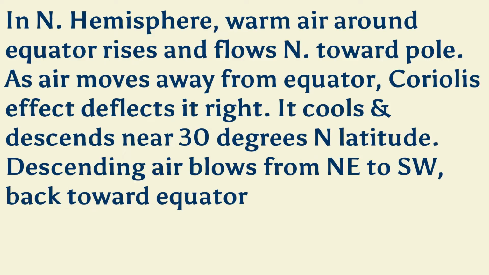In the northern hemisphere, warm air around the equator rises and flows north toward the pole. As the air moves away from the equator, the Coriolis effect deflects it toward the right. It cools and descends near 30 degrees north latitude. The air descending blows from the northeast to the southwest, back toward the equator. A similar pattern occurs in the southern hemisphere. These winds blow from the southeast toward the northwest and descend near 30 degrees south latitude.